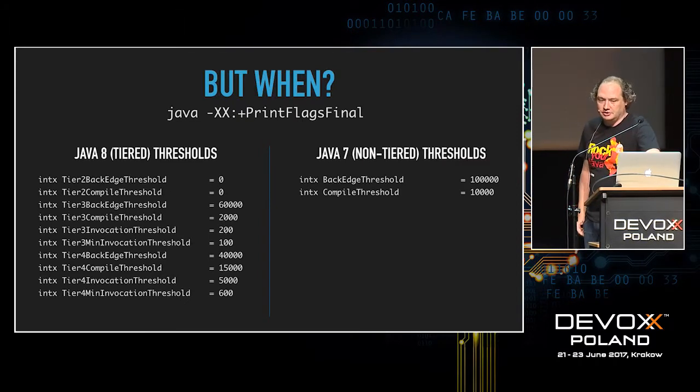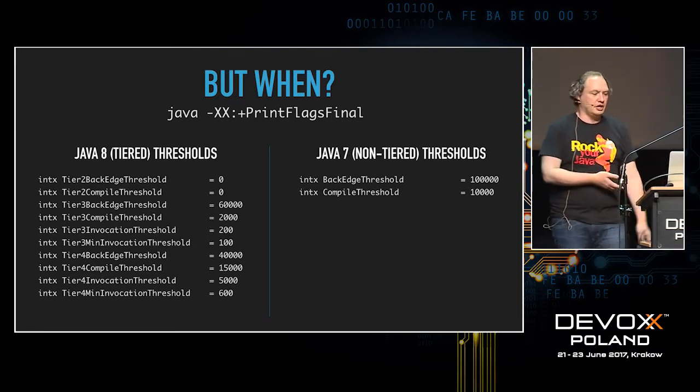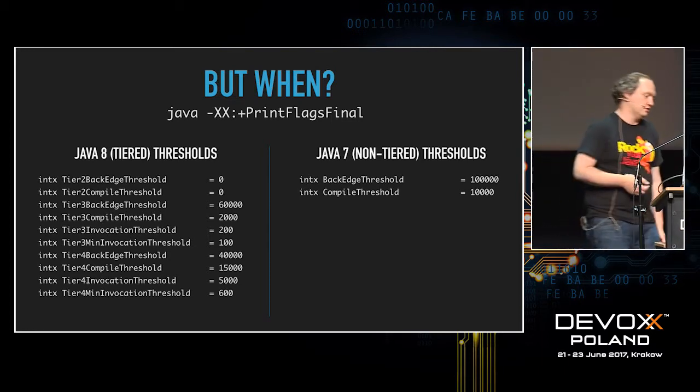If you really do want to know the thresholds, you can run the VM with print flags final, and grep for threshold, and you can see what the thresholds are, both for Java 8 with tiered compilation or Java 7 without tiered compilation.